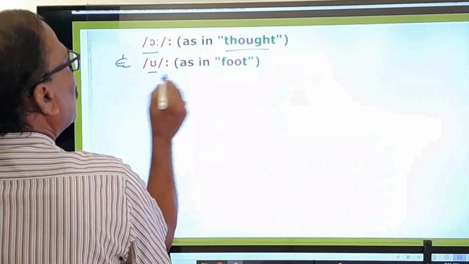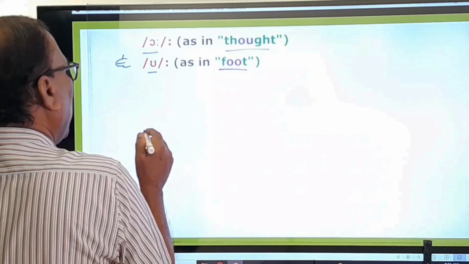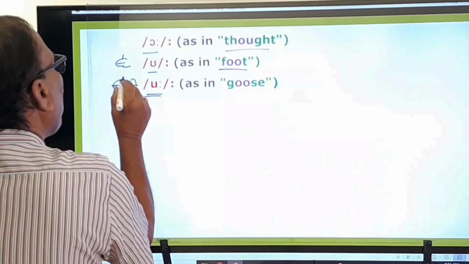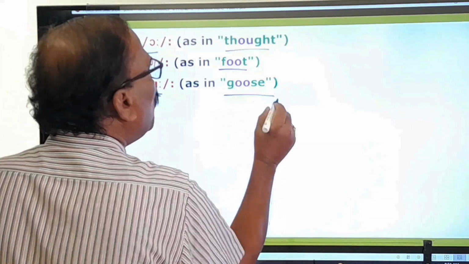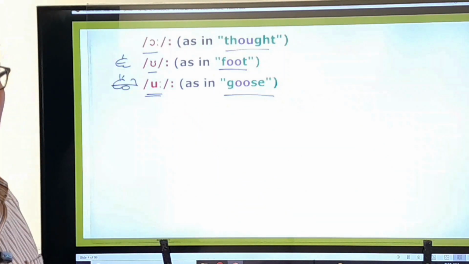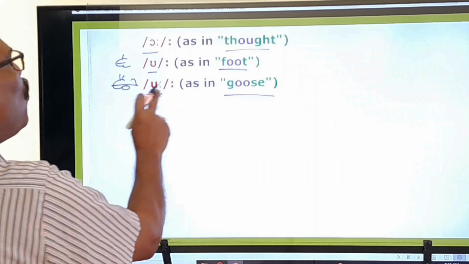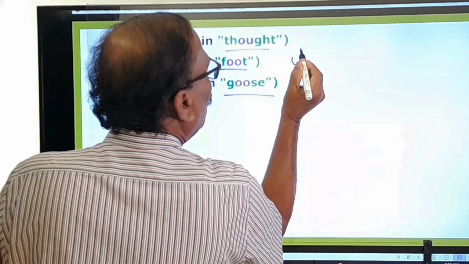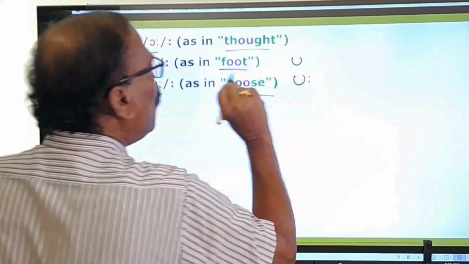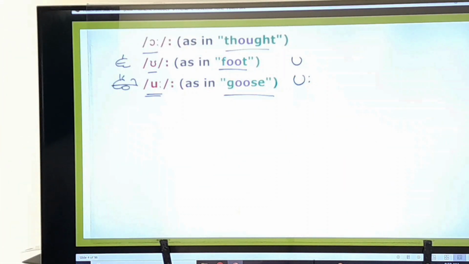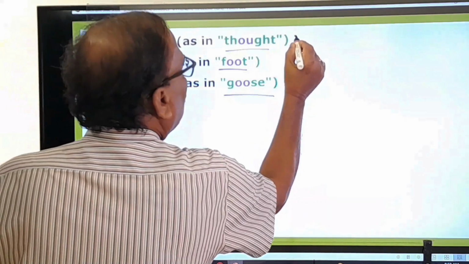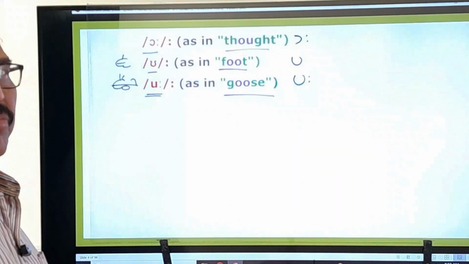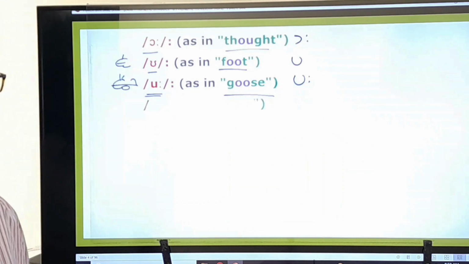I can easily write this as in foot. And here you pay attention. This is as in goose, food. Ooh, this is U. You can write it like this. Simple, you can easily write. And this also you can write like this: reverse C, and this is O, as in thought. Like that.